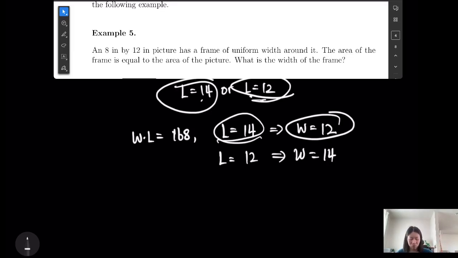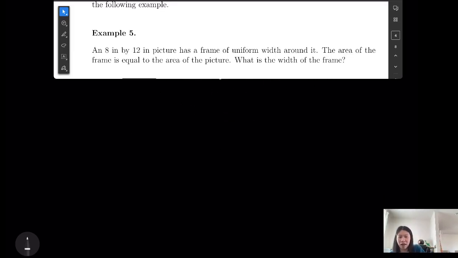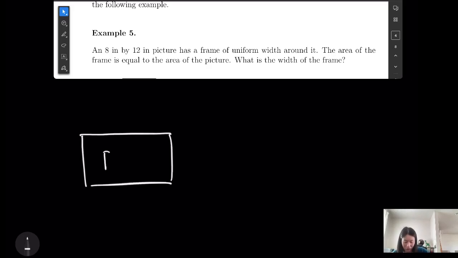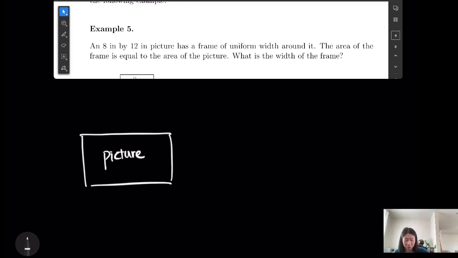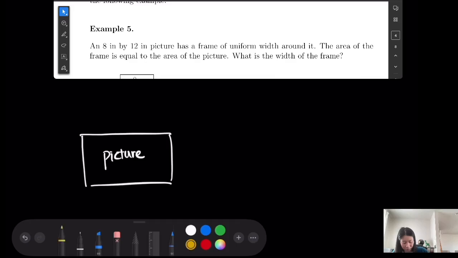Let's do our last word problem. An 8-inch by 12-inch picture has a frame of uniform width around it. The area of the frame is equal to the area of the picture. What's the width of the frame? So when you're doing that, you would like to have a picture in here, right? That is going to be your picture. And then outside of the picture, you want to add a frame.